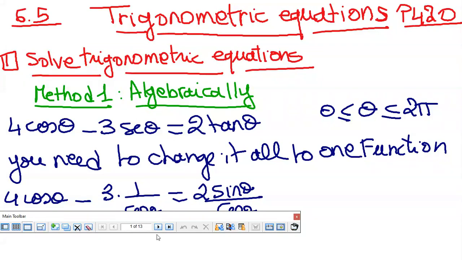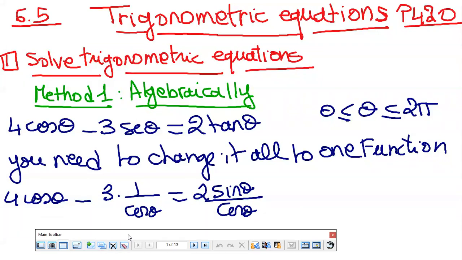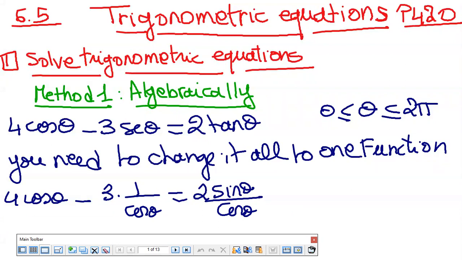Now we are in lesson 6.5. In this lesson, we will first learn how to solve trigonometric equations. Already you know how to solve them algebraically. I will go over it quickly, and then we will see how we're going to solve them graphically, because sometimes they will ask you to solve an equation graphically. Part 1 is how to solve it algebraically.